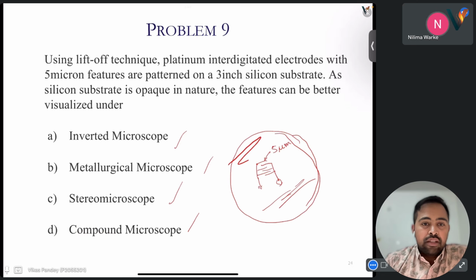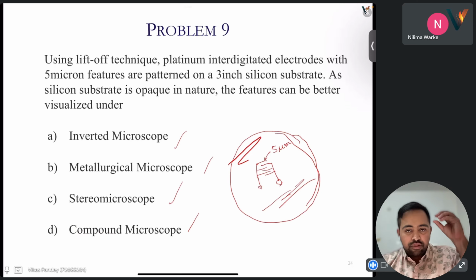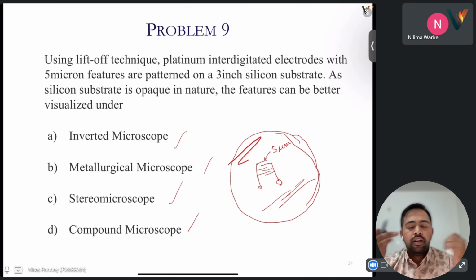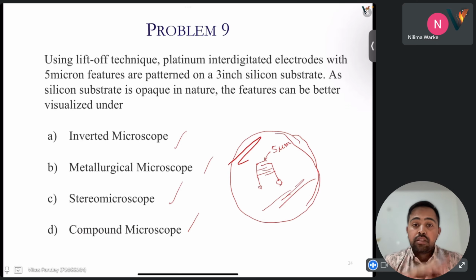Metallurgical. Just we discussed metallurgical. And why is it so? Because the light source is condensed and put on the surface. Like we don't have to see any kind of scattering there. It is very easy to see the surface.